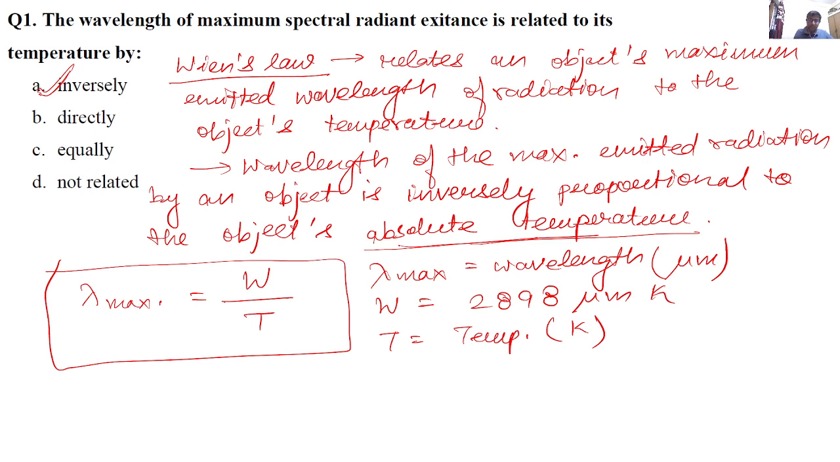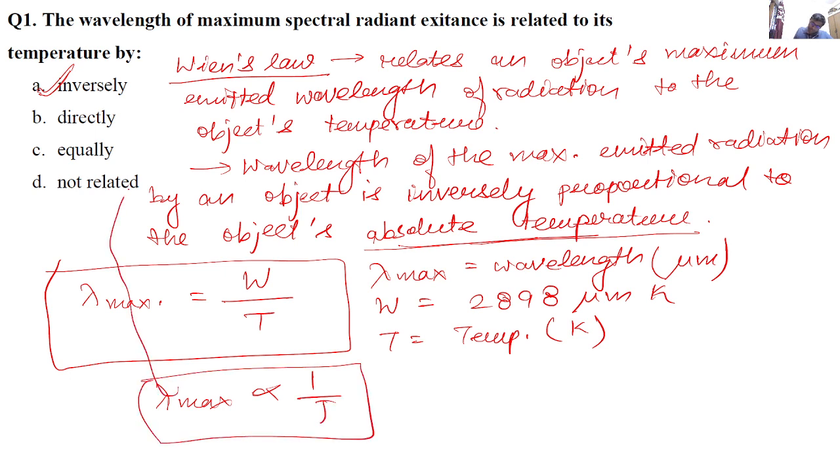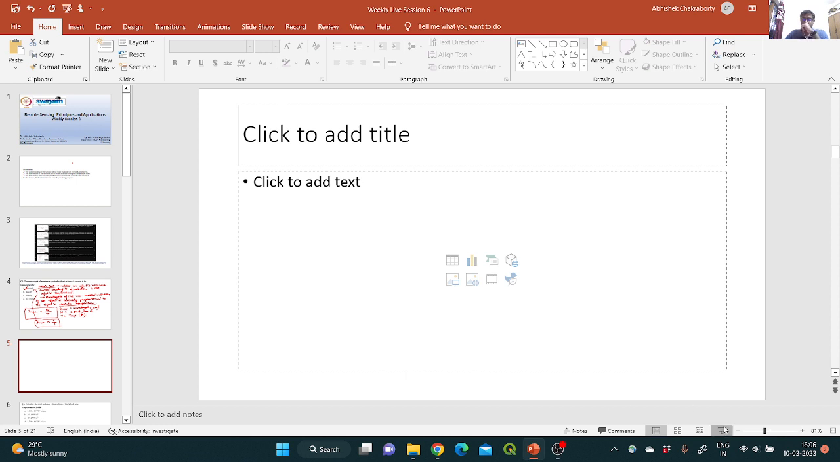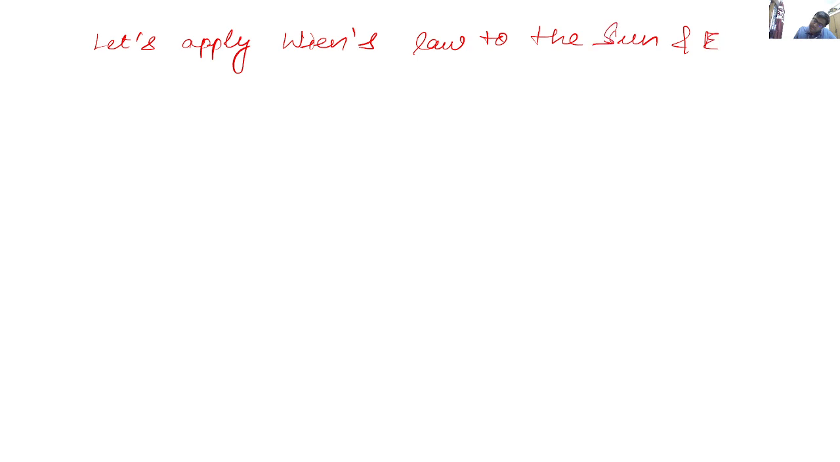Now let's do an activity. Lambda max is proportional to 1 by T, so it's inversely proportional. That is why we got to this answer. Anyways, let's do some activity. I will take another slide to do that. Let's apply Wien's law to the sun and earth. So let's first take it for the sun.